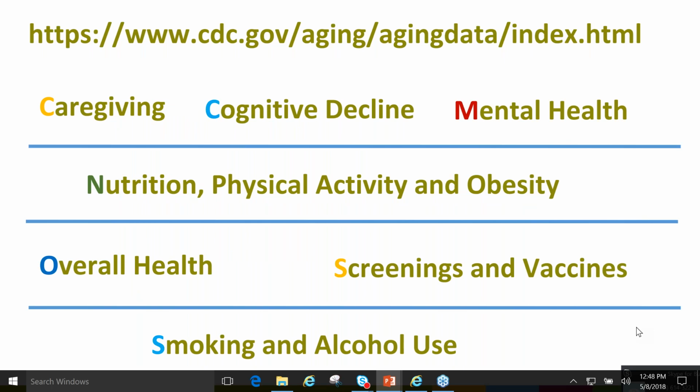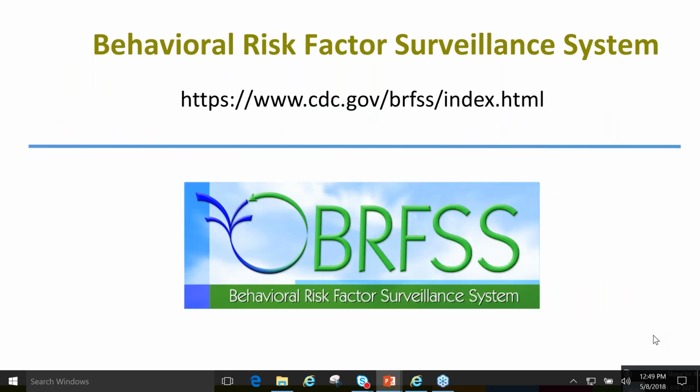The portal has estimates on select factors for older adults and caregiving and cognitive decline, as well as mental health, nutrition, physical activity and obesity, overall health, select screenings and vaccines, smoking, and alcohol use. All estimates in the data portal were derived from data collected by the Behavioral Risk Factor Surveillance System. Next slide. Please go to the BRFSS website for more information about the sample design and to get the complete list of the limitations on the use of these data. Estimates reported in the Healthy Aging Data Portal were assessed for reliability and those that do not meet standards for inclusion are excluded and reported as data not available in the graphics and tables. Next slide, please.